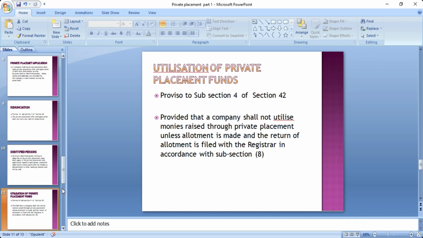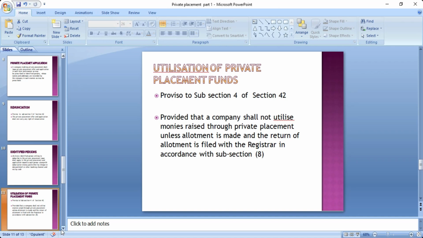Unlike a rights issue, where the company can even before the allotment spend the money once the amount is deposited, here it is not the case. They have to receive money from all the identified persons and also conduct the board meeting. Then they have to allot the shares and file the form. Only then are they able to utilize the funds.